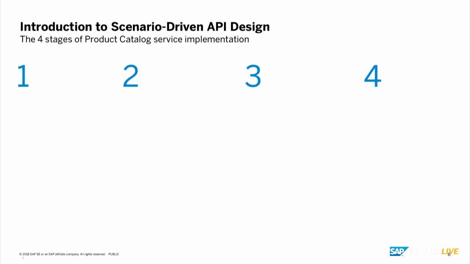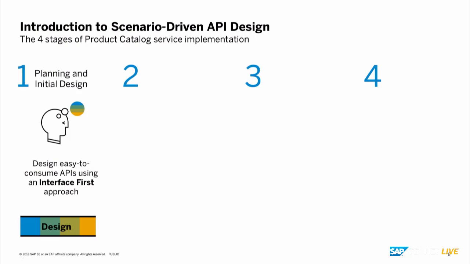And this is a 4-step process. And we're going to take a product catalog as an example. And that's the example that we're going to show you. So the first step is planning an initial design, understanding who the API is for, what are they going to use it for, and coming up with using something like an OpenAPI specification to build your API.